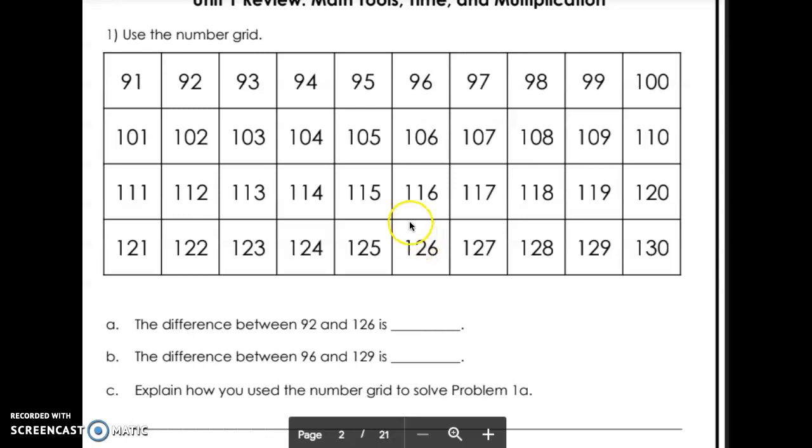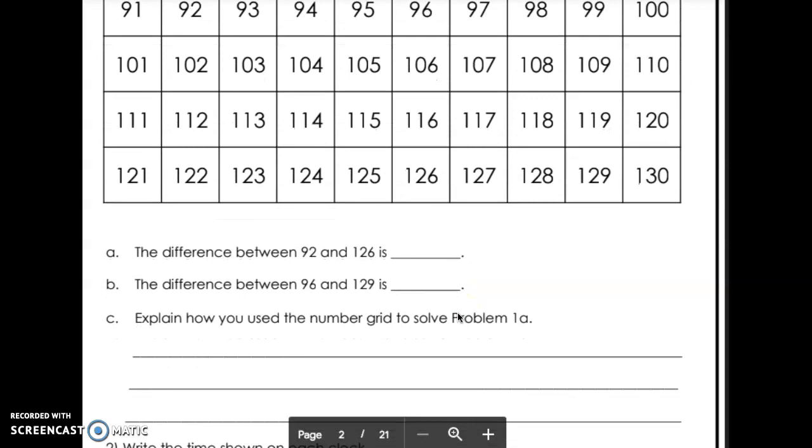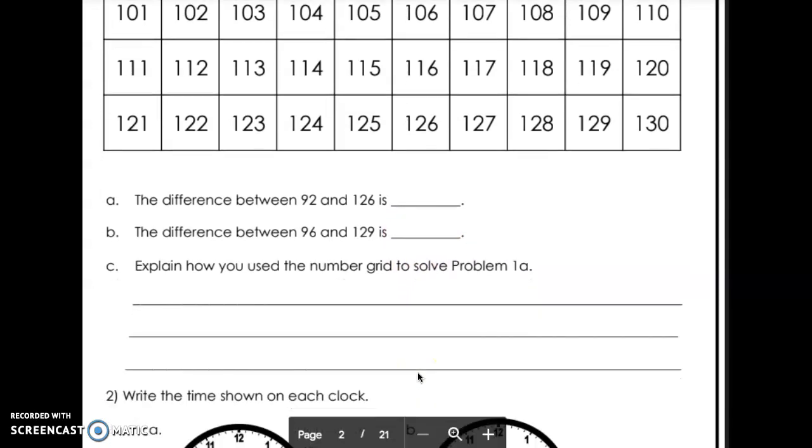And then you're going to do it again for 96 and 129. You're going to do the same thing and figure out what is the difference between those two numbers. Then C says, explain how you use the number grid to solve A and B. Because everyday math is not just about getting the answer, it's also about how you got your answer. So in these lines, you're going to tell how you got your answer for A and how you got your answer for B. You're going to explain it, okay?